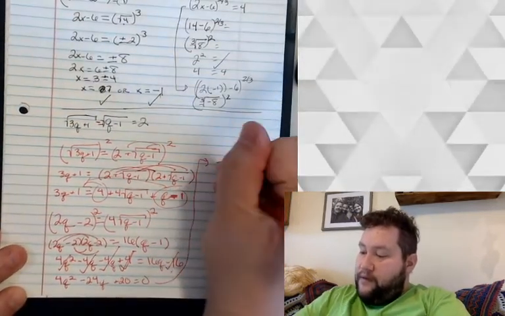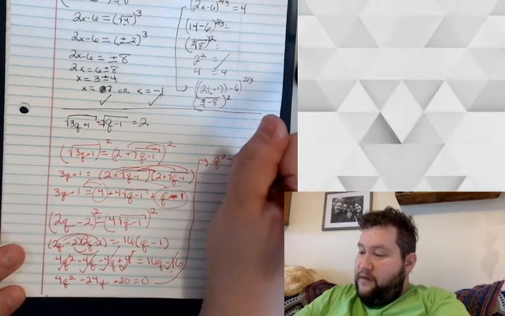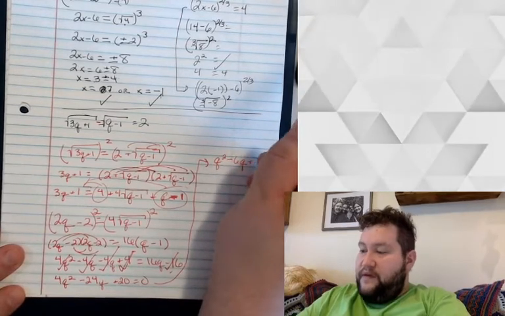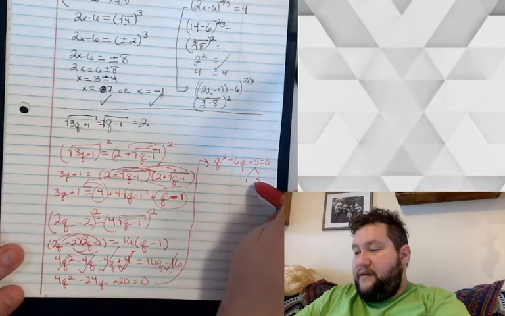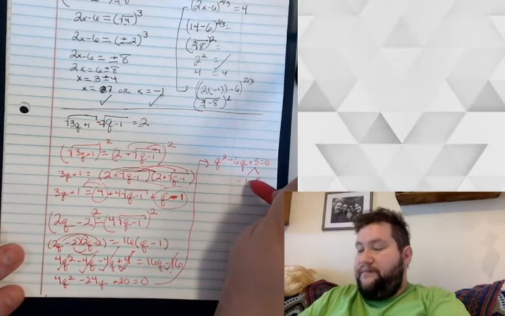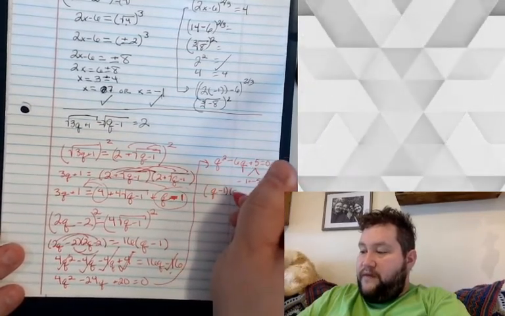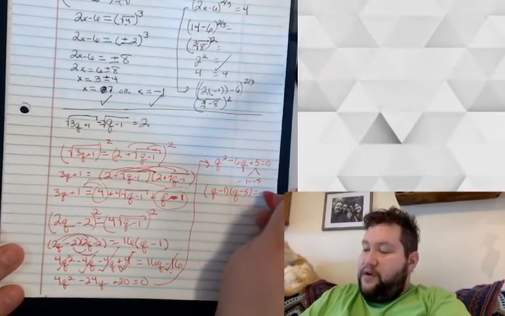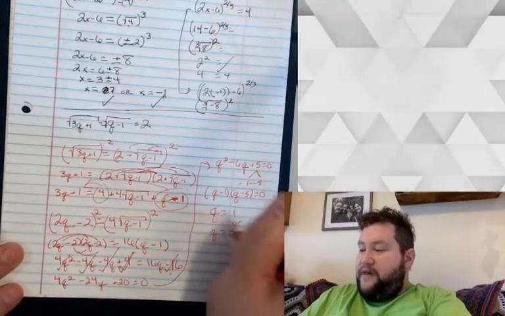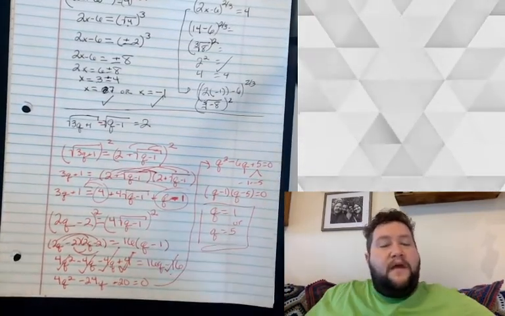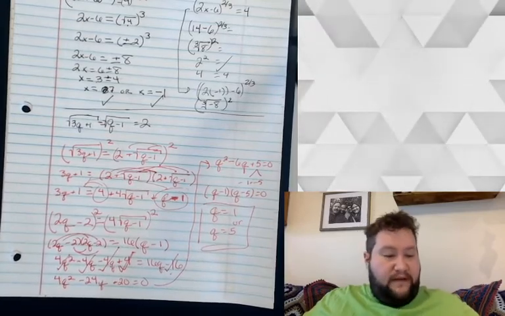So we have q squared minus 6q plus 5 equals 0. And we need factors of 5 to add to negative 6. So we have (q minus 1)(q minus 5) equals 0. Q equals 1, or q equals 5. So whenever we have 2 radicals, you have to repeat that process twice.